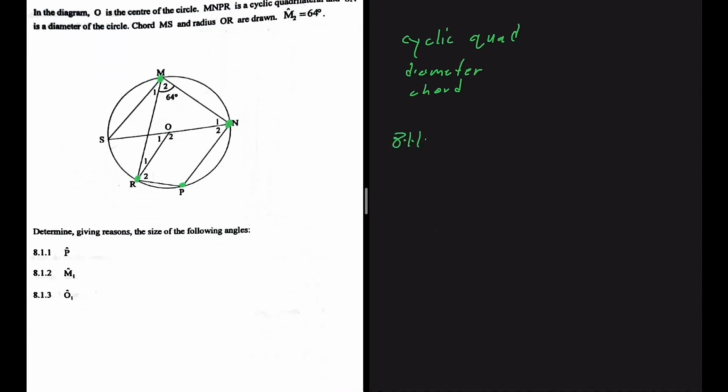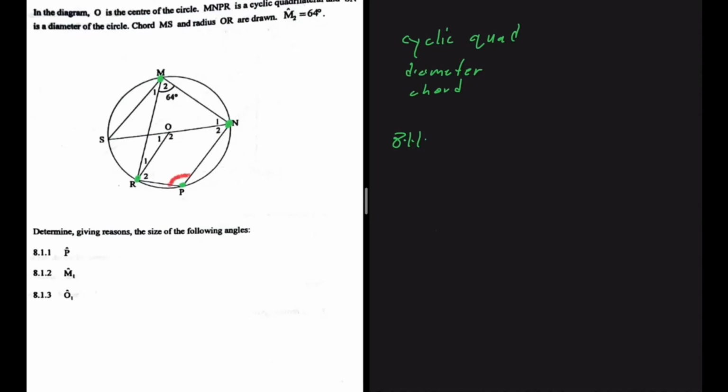We know that we can use the properties of a cyclic quad, right? And then what else do we have? We have diameter. We know that it subtends an angle of 90 degrees on the circumference of the circle. And then we have chord, right? Equal chords subtend equal angles, and so on. And then we are told that M2 is equal to 64 degrees. I think now we can answer our question. 8.1.1 says let's determine, giving reasons, the size of the following angles. And then we're starting with P, right? P is this angle here.